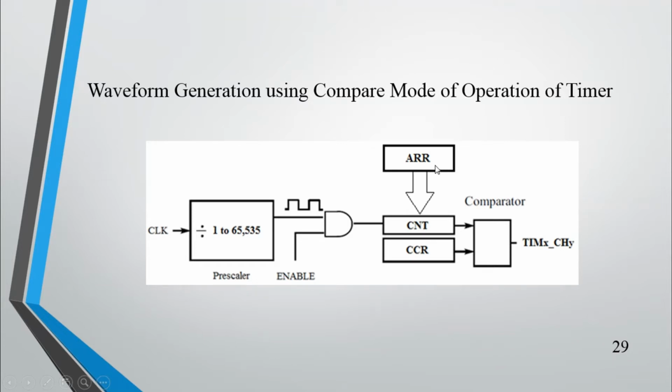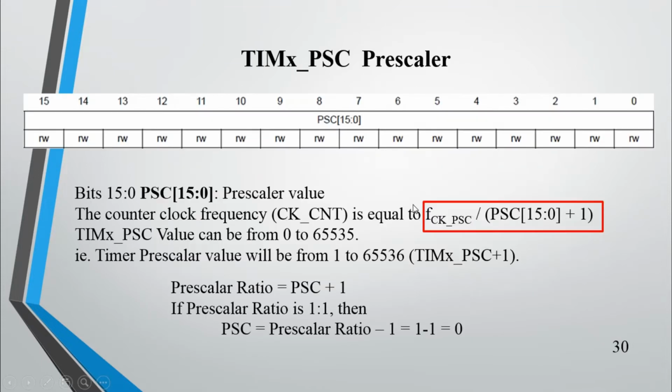So before that, each time when the counter is counting, it will be compared with the capture compare value stored in CCR register. Whenever it is equal, this pin will be toggled. And again it will keep on counting, and when the counter value is equal to ARR, as you have seen in timer 2, what will happen? Counter will be reset to 0 again. That is known as update event. So this is the operation of compare mode.